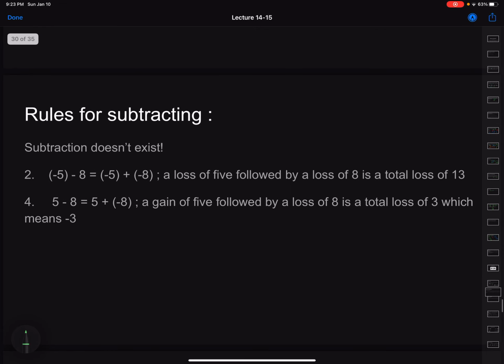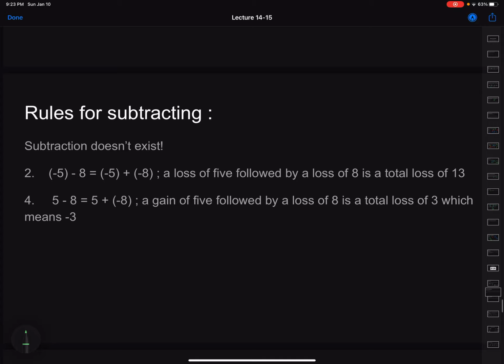Rules for subtracting. Subtraction doesn't exist, so you don't have to worry about it. Negative 5 minus 8 is equal to negative 5 plus negative 8. 5 minus 8 is equal to 5 plus negative 8. Subtraction is just addition, but we use a minus sign to make it look a little simpler.